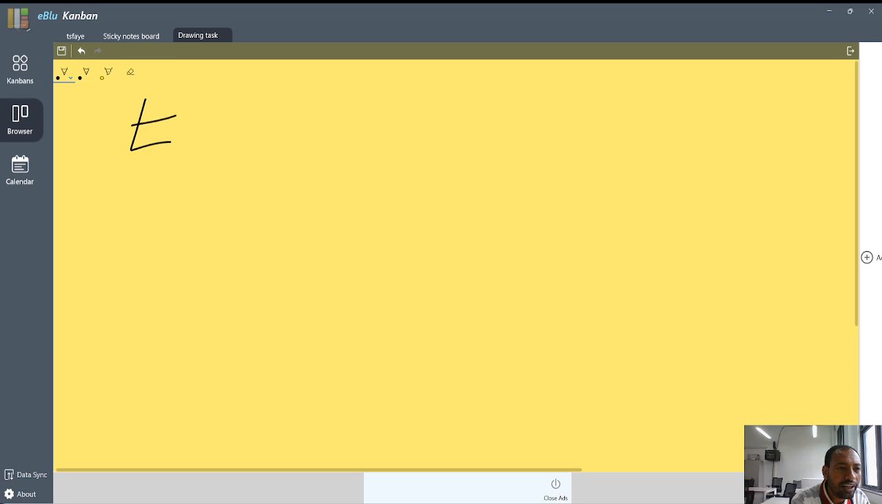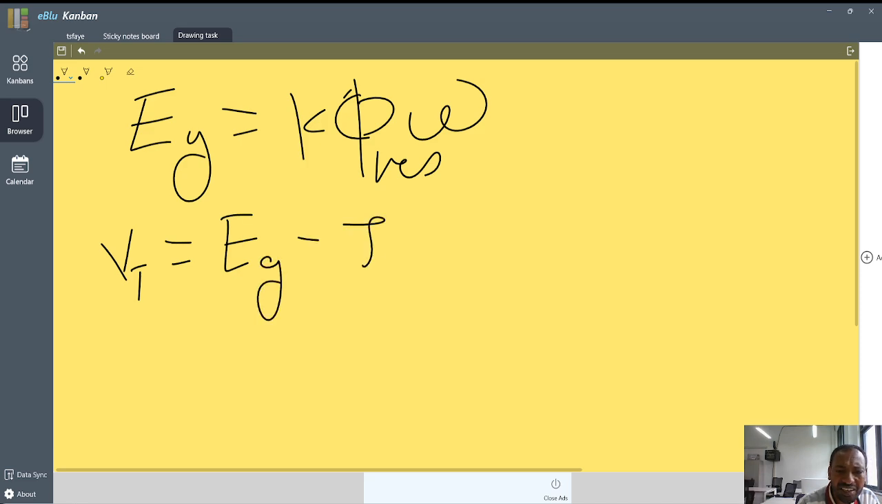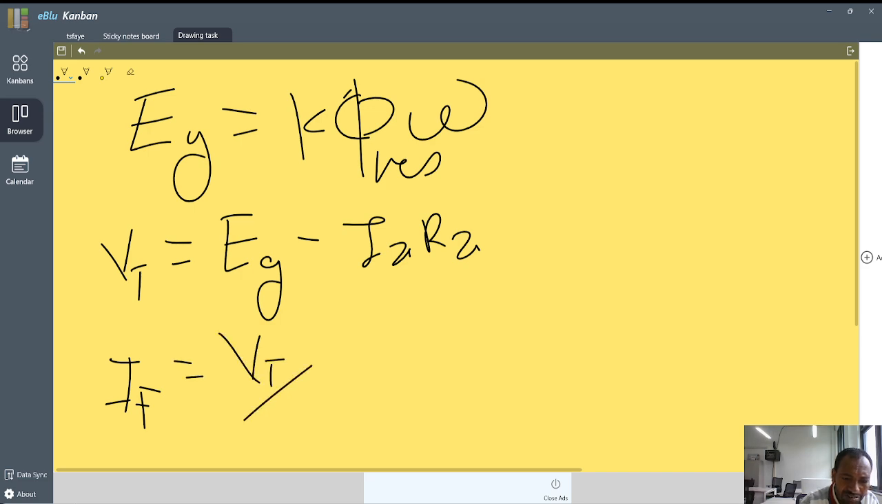EG or EA is going to be K phi omega, for example. This is a residual, we said, right? And we know VT is going to be EG minus IA RA, we say. And IF is going to be VT divided by RF.